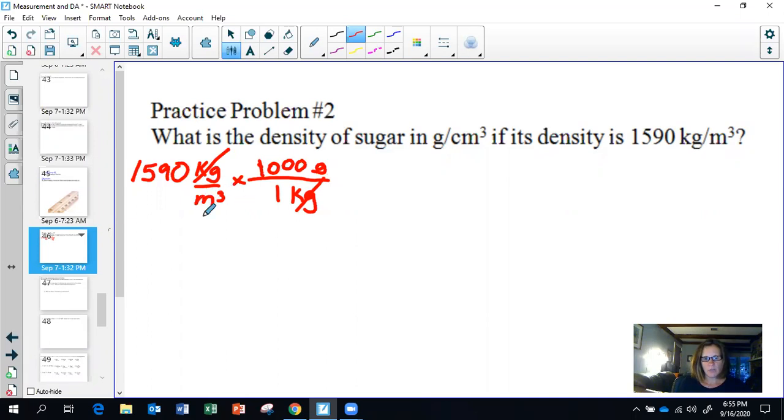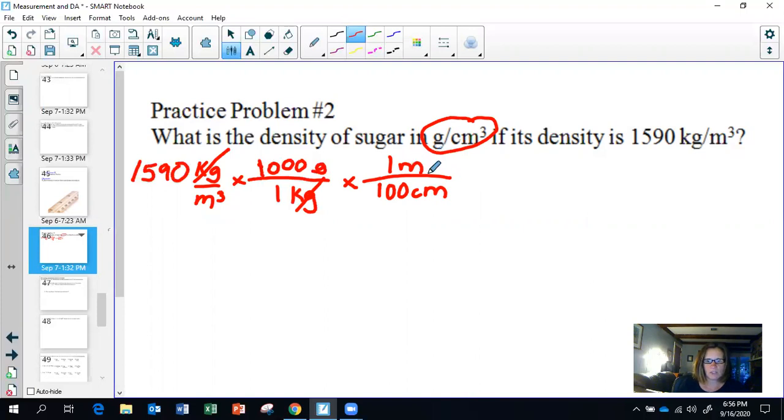Now we're starting with cubic meters, and we want our denominator to eventually be grams per cubic centimeter. So you're looking for a relationship between meters and centimeters. And we know from our metric conversion that there's 100 centimeters in 1 meter. So I'm going to start by using that conversion factor: 100 centimeters in 1 meter. Now you can see that meters and meters cubed are not going to cancel with each other. They're not the same unit.